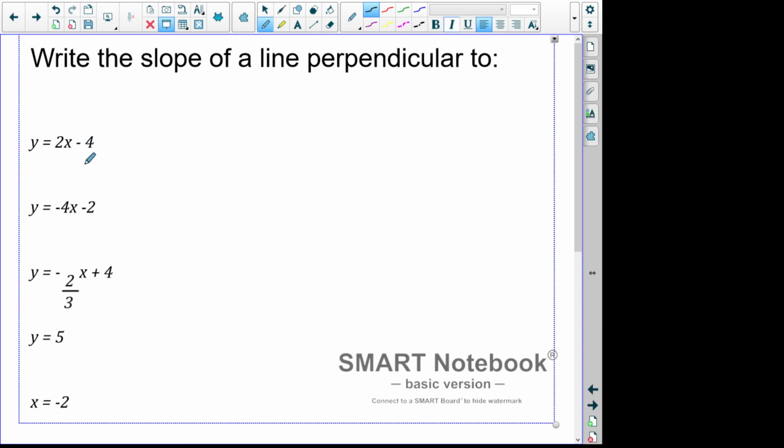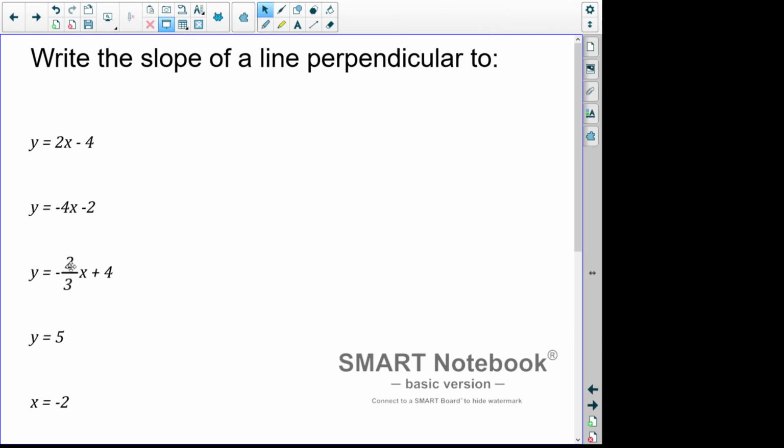Okay, so here they give me a number of lines, and there's an issue with this one right here. That fraction got dropped somehow. So here's a number of lines, and what they're asking me to do is write the slope of a line that's perpendicular to it. So if I look at this right here, this has a slope of 2. So my perpendicular slope is going to be the negative reciprocal. This number is positive, so I'm going to have a negative, and the reciprocal of 2 is 1/2. So there's the slope of a line that's perpendicular to this one.